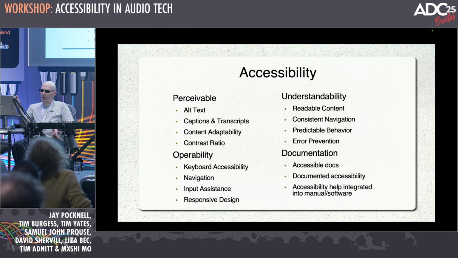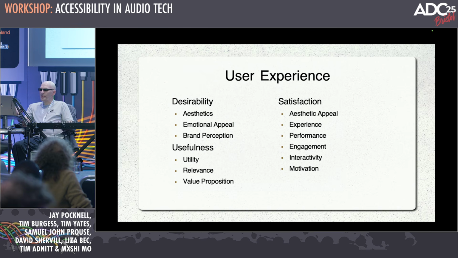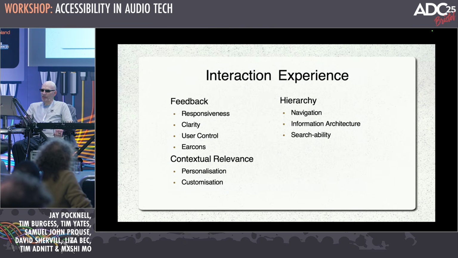And again, as I said, documentation: document the accessibility, but also make sure the documents themselves are accessible. Really, really important. And if you can, integrate that into the software. Tooltips, those kinds of things can be super useful. User experience, we all kind of know desirability, usefulness. These are all the things we can measure when we're looking at the user experience overall. Interaction experience is feedback. We want it to be responsive. We want clarity. Preferably user control where possible, customization.